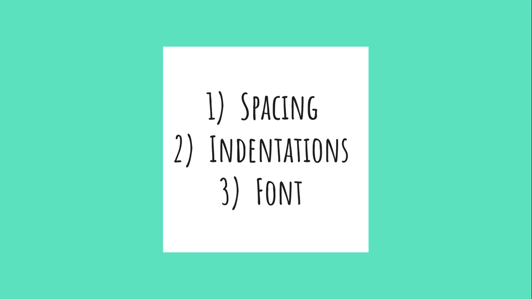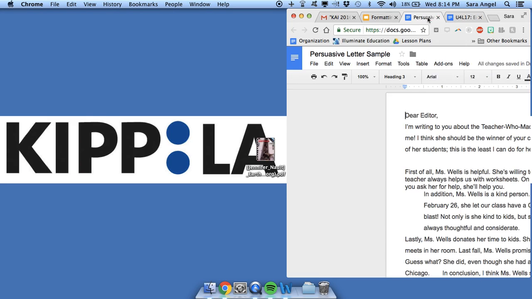There are 3 different types of things that we're going to look for to make sure that our writing looks neat and professional. So the first one is spacing, second one is indentations, and third is everyone's favorite, and that's font. So I have a persuasive letter here written by a student.